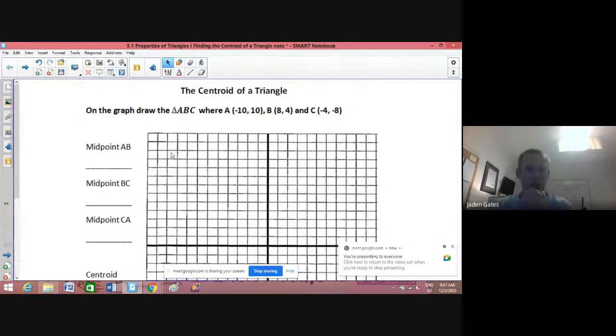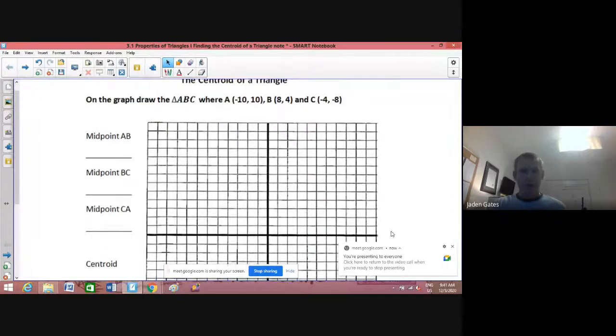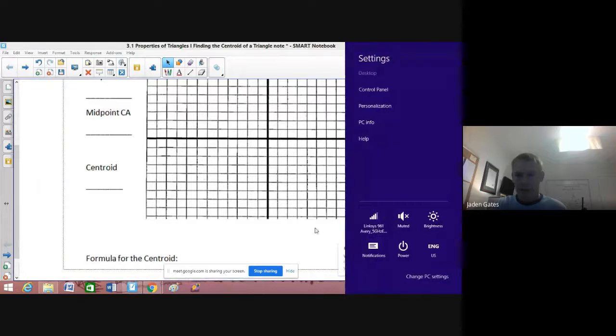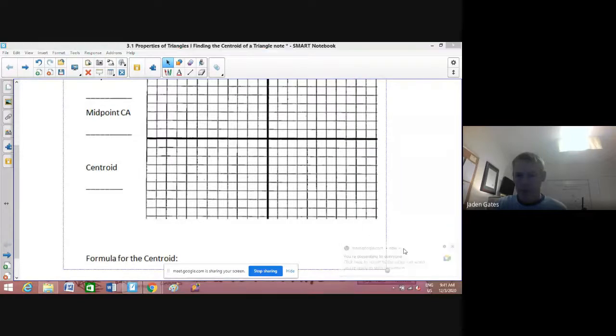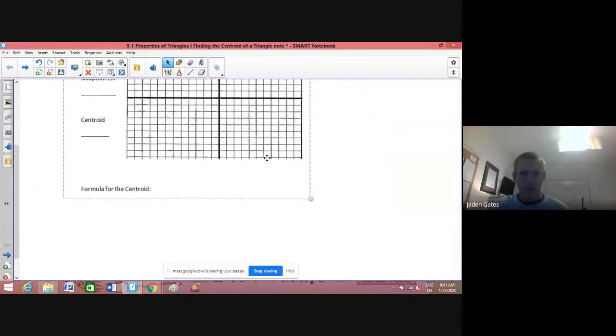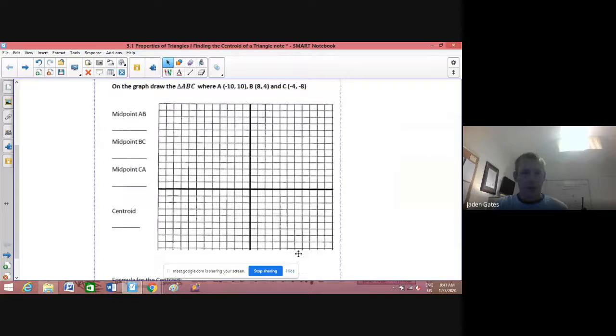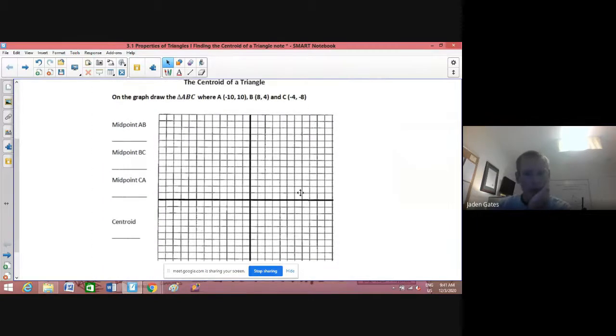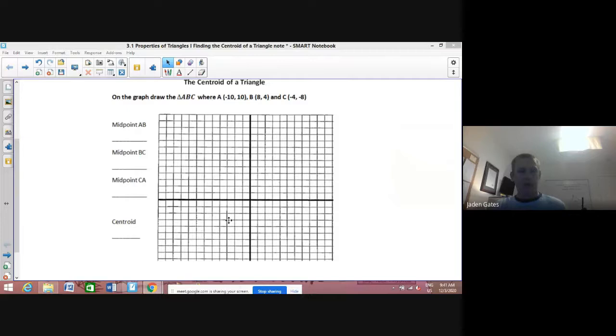Now, to find the centroid, I've got a graph. I'm going to shrink this down a little bit. There we go. Better view. All right, so there's my vertices, and what I'm going to do is find the centroid of my triangle here. So first off, I'm going to label it. Let's see here, my points.